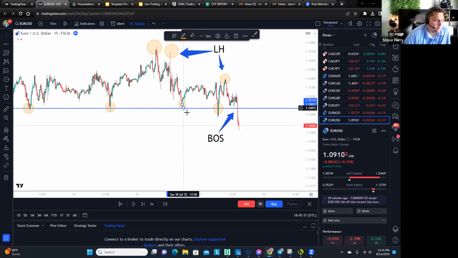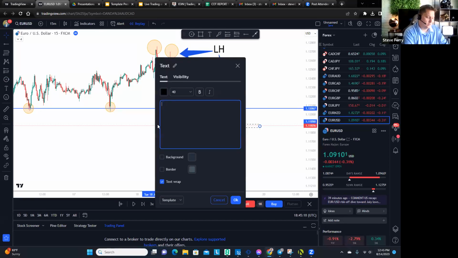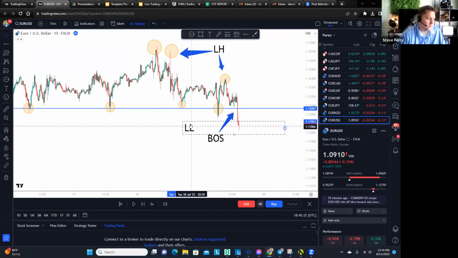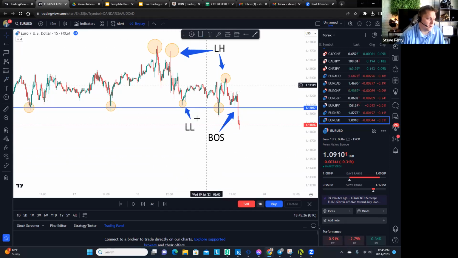Got lower lows. Got a low right here. These lows are lower than the previous low, so let's type that out. Lower lows. And that is this right here and this right here.